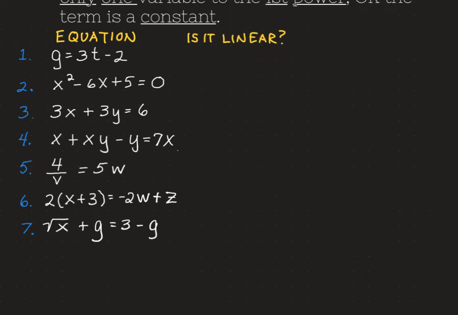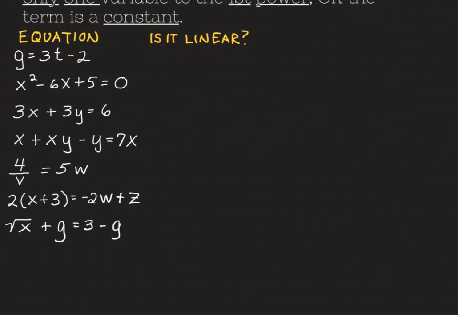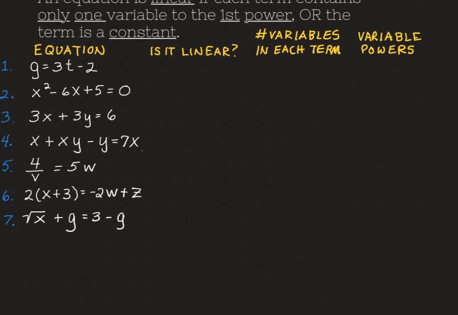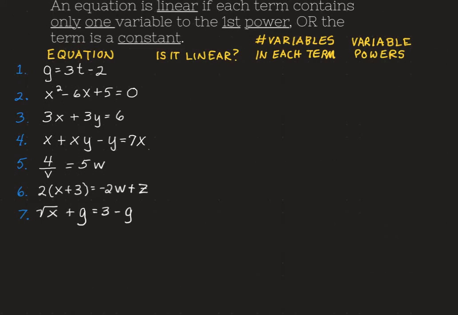It's time to reveal the correct answers. But as we do, let's go ahead and analyze each of these equations. Let's shrink the screen just a little bit so everything will fit. Okay, is it linear? Is number 1, g equals 3t minus 2 linear? The answer is yes, it is linear.